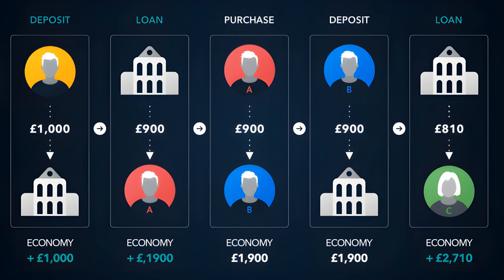Adair Turner, former chief financial regulator of the United Kingdom, stated that banks create credit and money ex nihilo, extending a loan to the borrower and simultaneously crediting the borrower's money account.